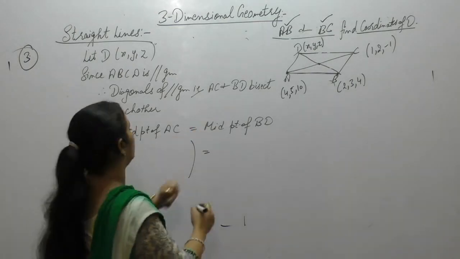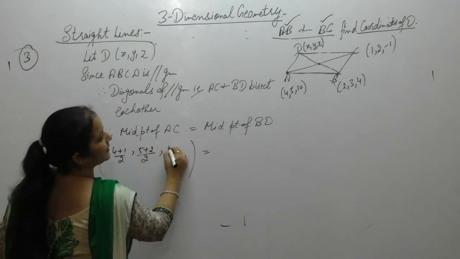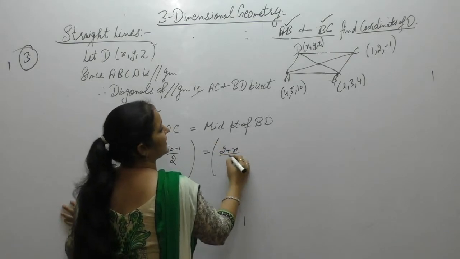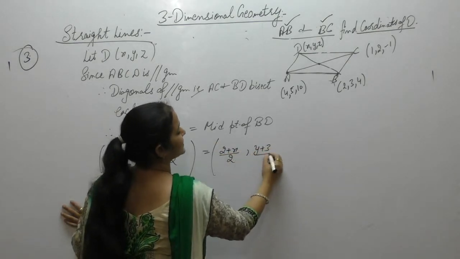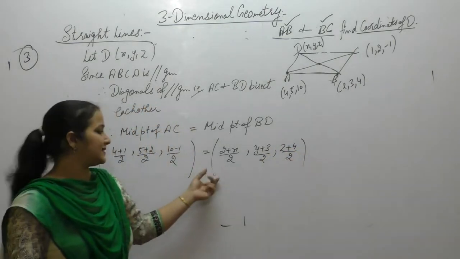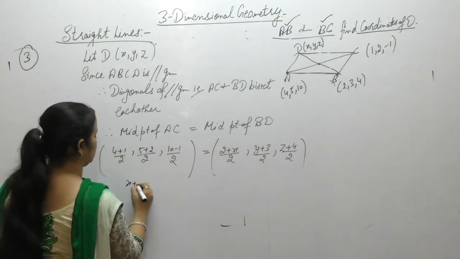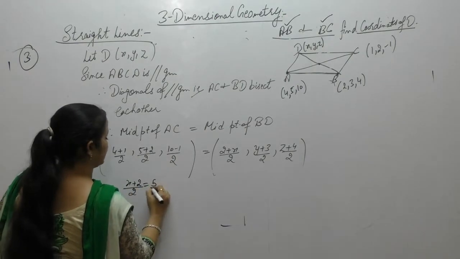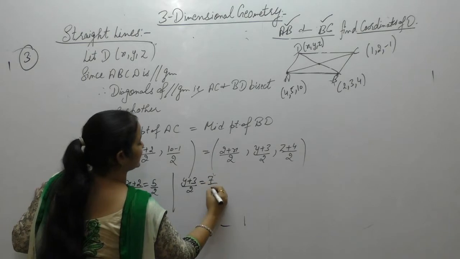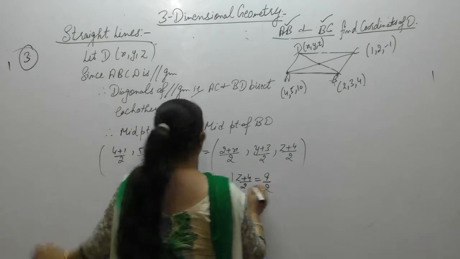Now midpoint of AC is 4 plus 1 by 2, 5 plus 2 by 2, 10 minus 1 by 2. Coordinates of BD are 2 plus x by 2, y plus 3 by 2, z plus 4 by 2. Midpoints of AC and BD are equal, so equate the coefficients. X plus 2 by 2 is equal to 5 by 2. Y plus 3 by 2 is 5 plus 2, that is 7 by 2. Z plus 4 by 2 is 9 by 2.